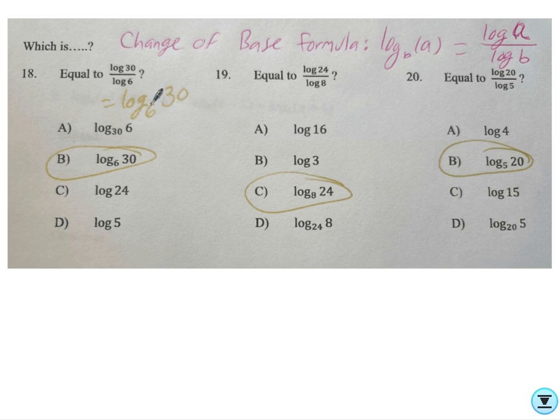So log of 30 over log of 6, that's going to be log base 6 of 30, that's b. Log of 24 over log of 8, that's log base 8 of 24, that's c. And log of 20 over log of 5, that is log base 5 of 20, that is b.